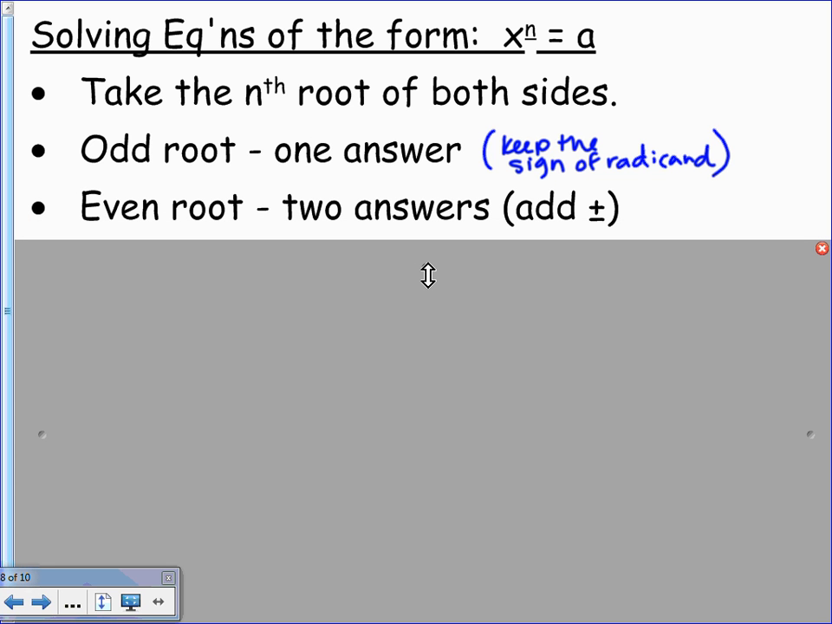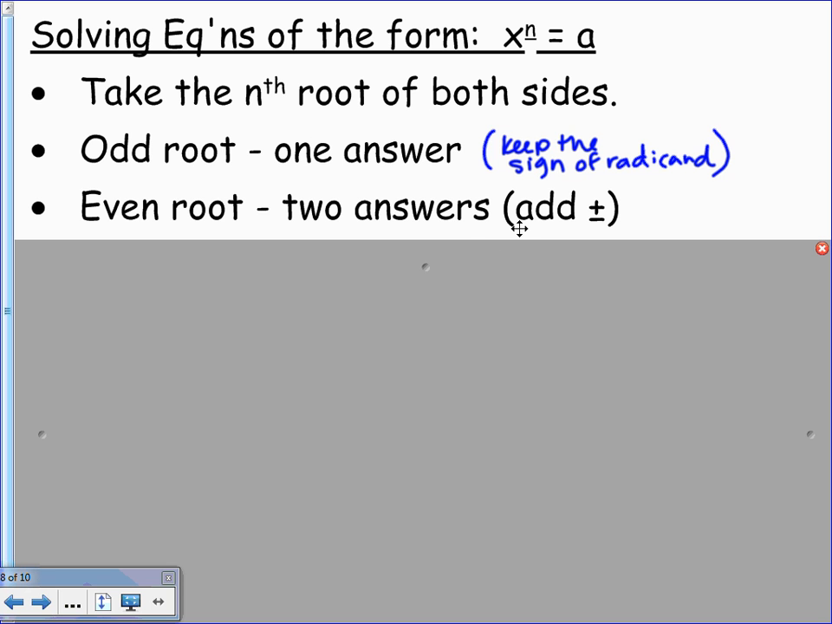For an even root, I should always have 2 answers because I'm always going to add the plus or minus. In geometry, you didn't include the plus or minus because you'd only get one answer, a positive distance. Last chapter in quadratics, we said we have to have plus or minus because we don't know if it was 6 times 6 or negative 6 times negative 6. The same is true in this chapter if it's an even exponent. You've got to add the plus or minus.